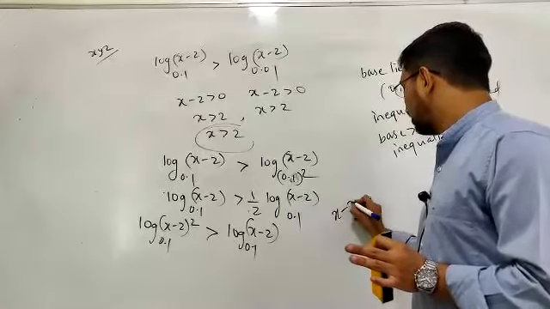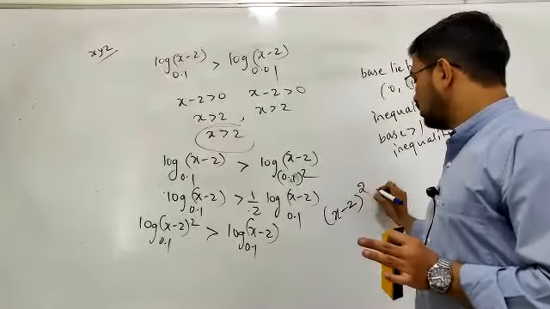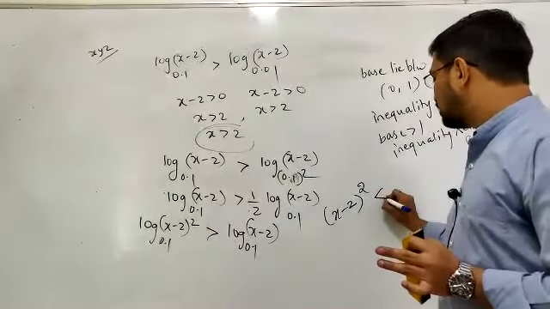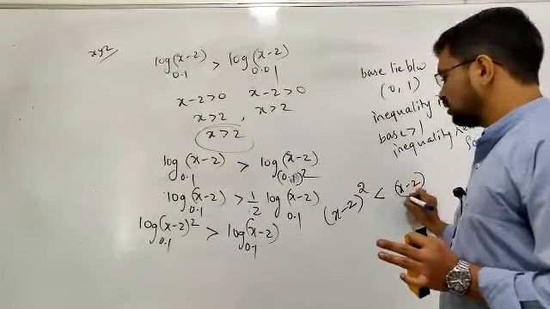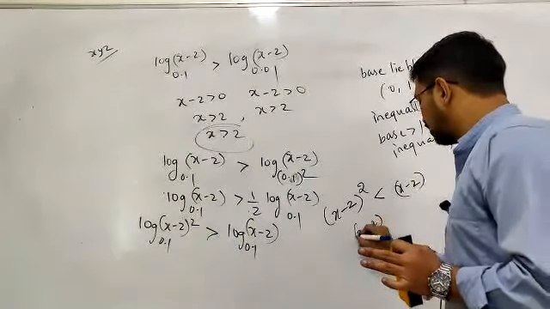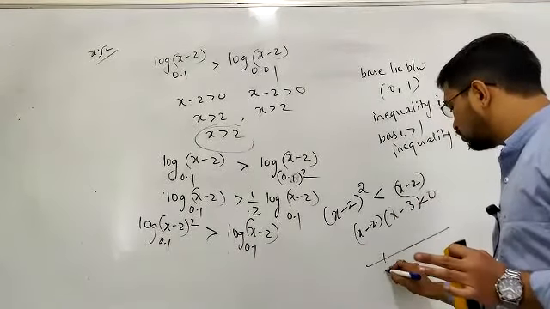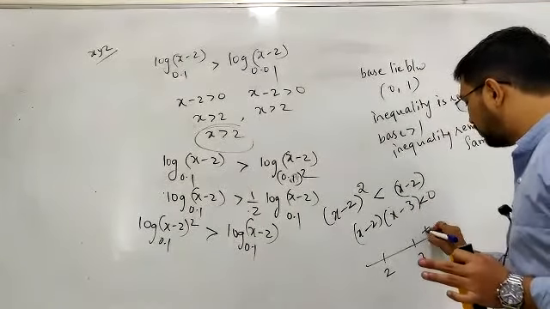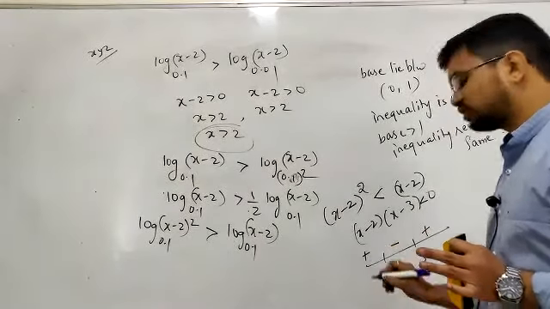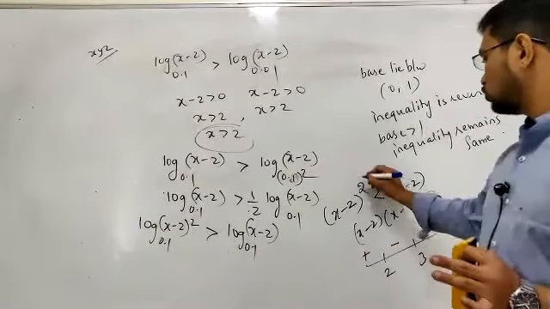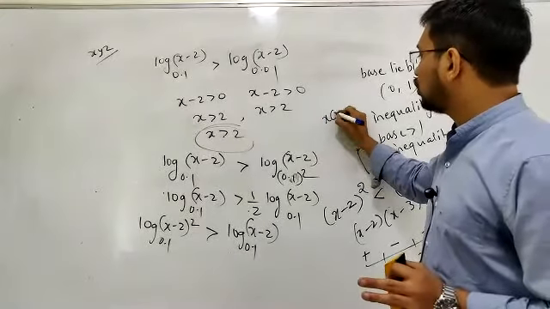So you will be writing, comparing the arguments, this is greater than, so you have to reverse that inequality and write it as less than. So finally you'll be getting x minus 2 into x minus 3 is less than 0. Apply wavy curve. So this is 2, this is 3, plus, minus, plus. So this is 2 comma 3. So from this you will be getting x belongs to 2 comma 3.